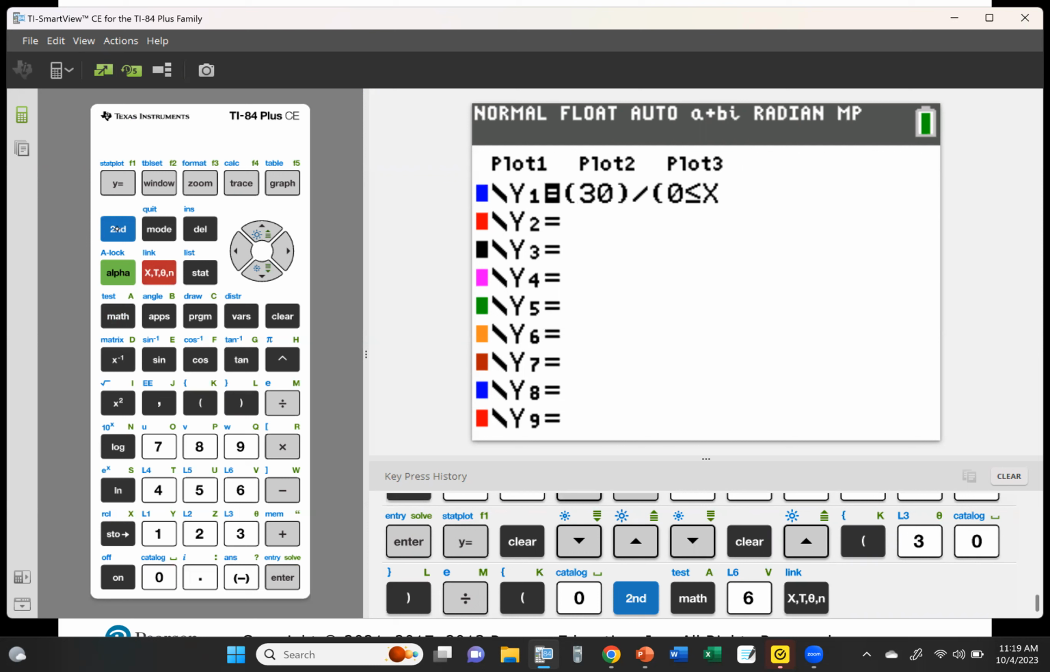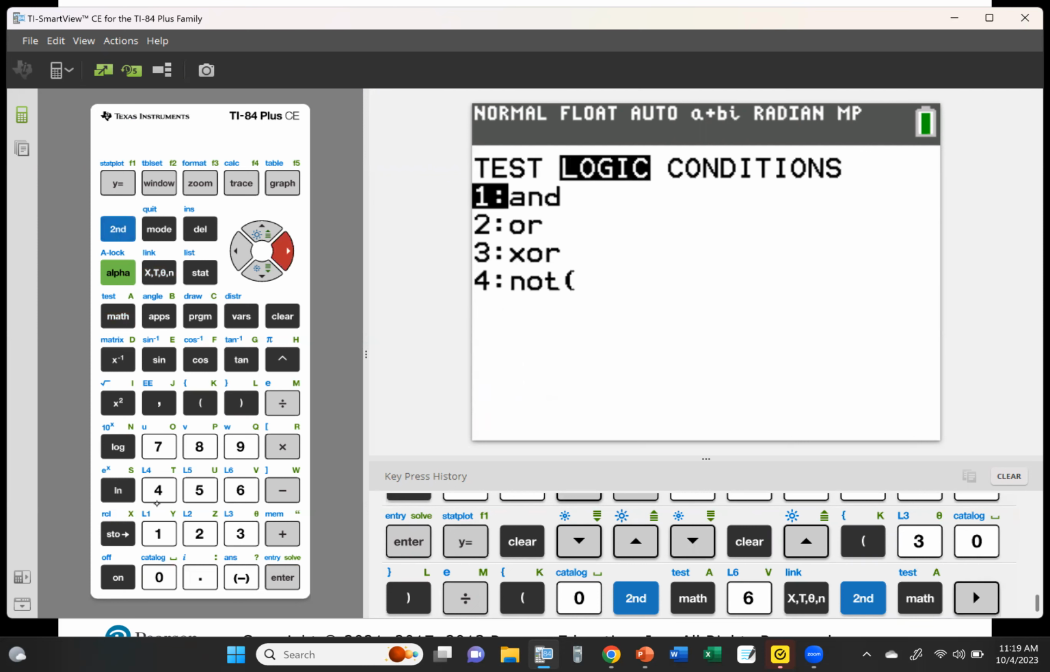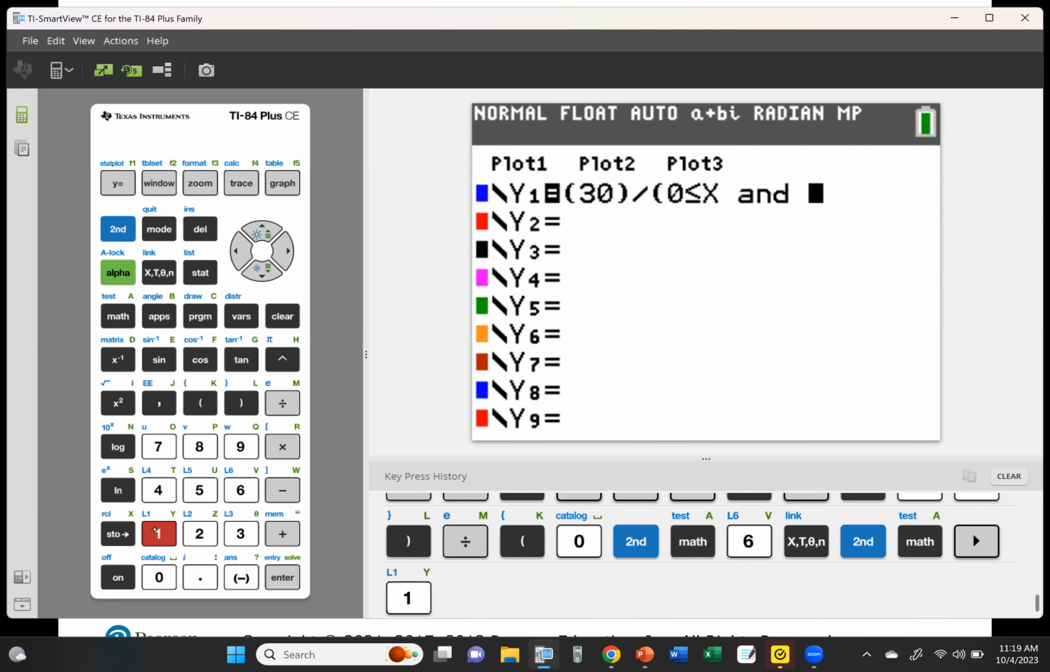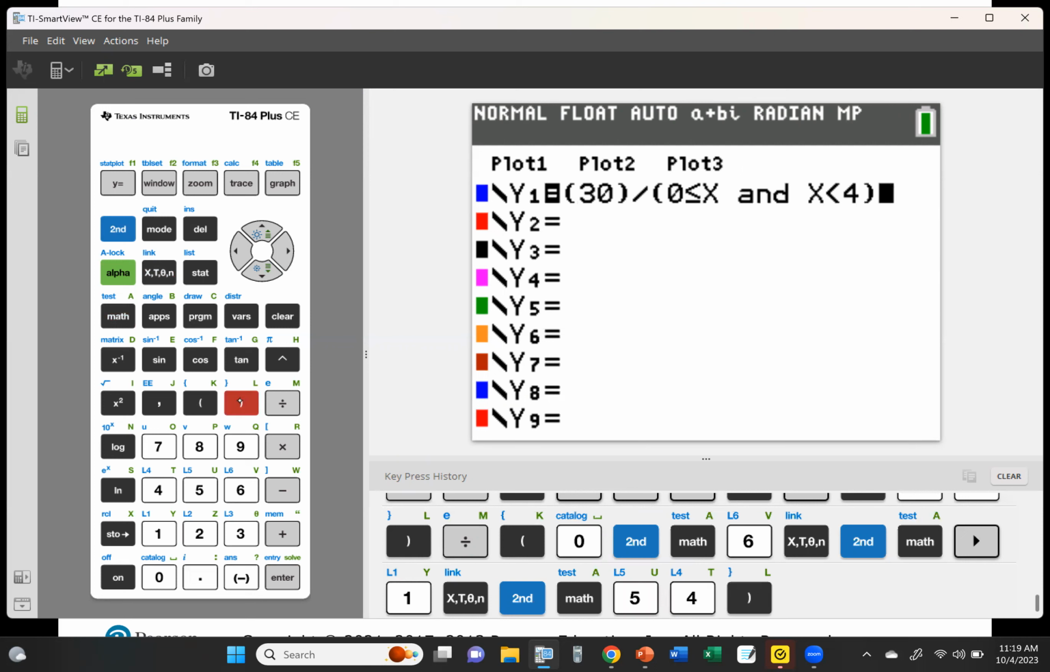So when x is greater than or equal to 0 and it's less than 4. So I'm going to go find my and in my test menu, logic. Number 1. And it's what, less than 4? So x is less than 4. Does that look good to you?